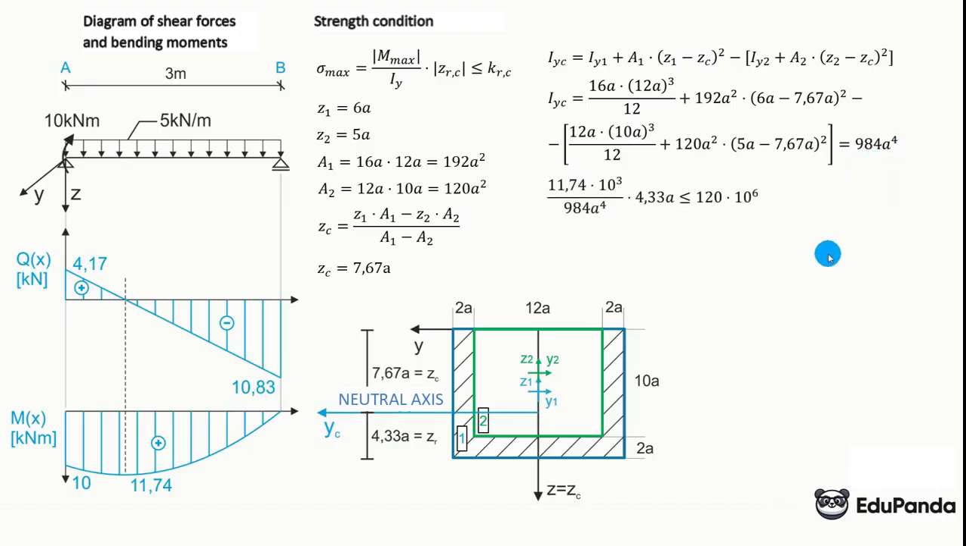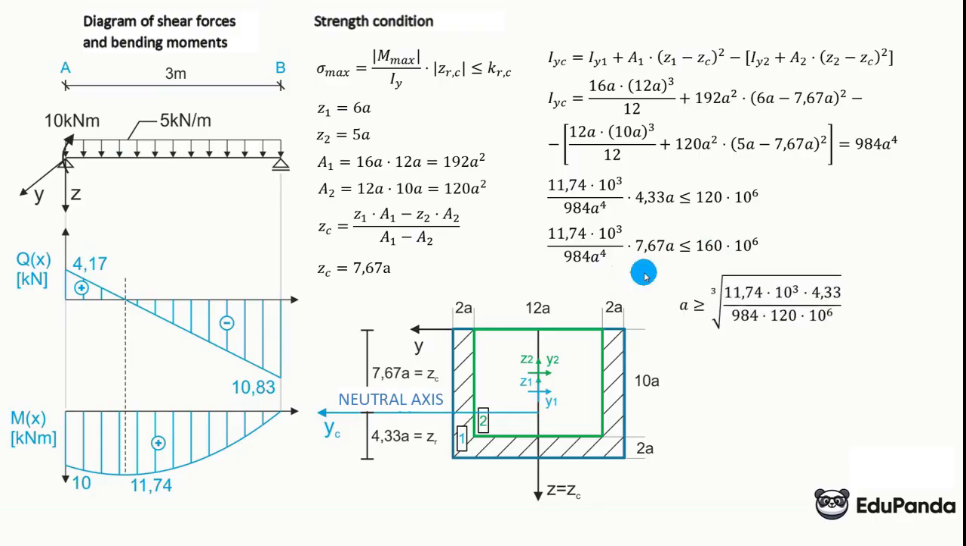And now the strength condition, which is the moment for which we dimension, 11.74 kNm, that is times 10 cubed, over the moment of inertia about the bending axis, meaning the horizontal one, 984a to the fourth. The first variant uses the distance to the lower fibers, meaning the tensioned fibers, and here we insert the tensile strength, or the distance to the compressed fibers, meaning the upper ones, and the compression strength. I check both conditions and choose the dimension such that both are met.